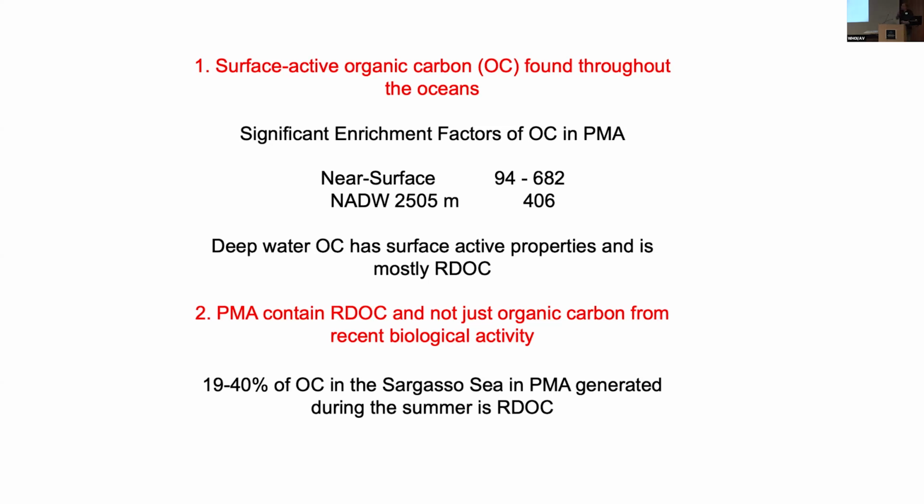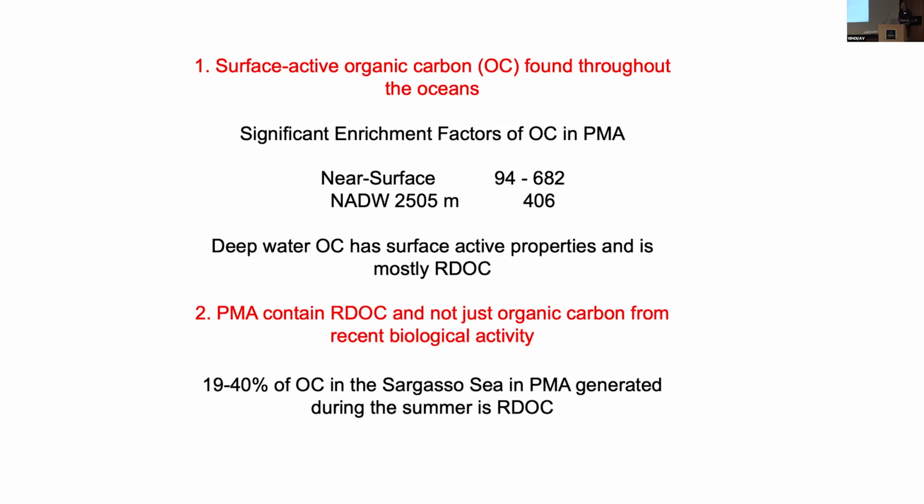The first experiment we did to show this was we took North Atlantic deep water from 2,500 meters, and we produced aerosols, and we looked at the organic carbon enrichments in the aerosol that we produced. And what you can see is that, as in the near surface seawater, over all aerosol size ranges, the enrichment factors of the deep water when we produced the aerosols were the same order of magnitude, a factor of 100 or so. So this says that the oceans have surfactants throughout them. It's not just something that's produced near the surface.